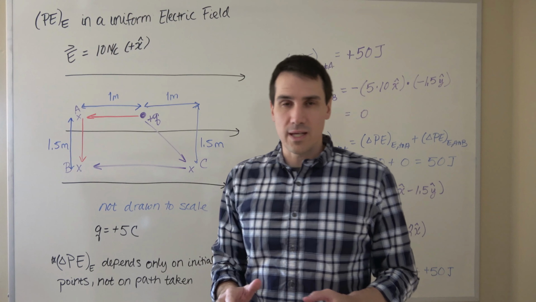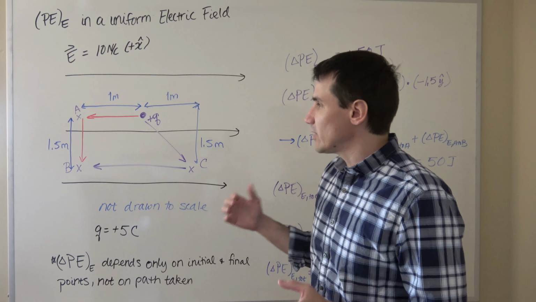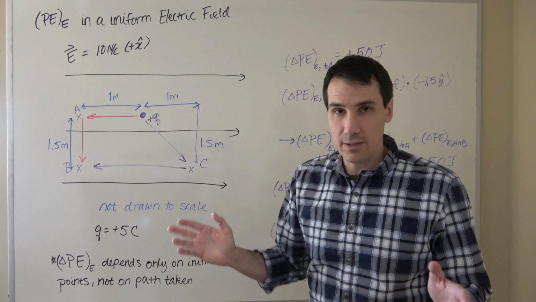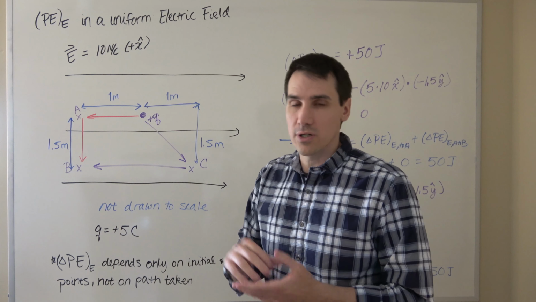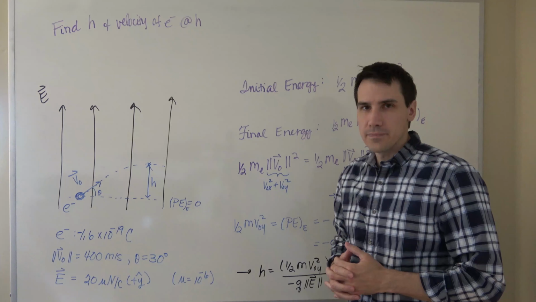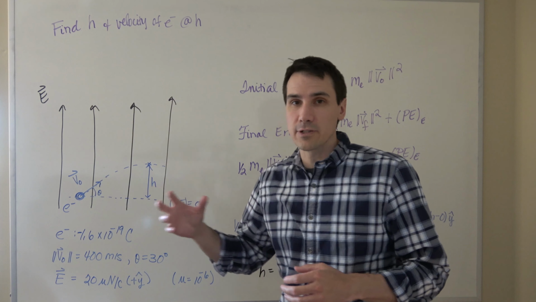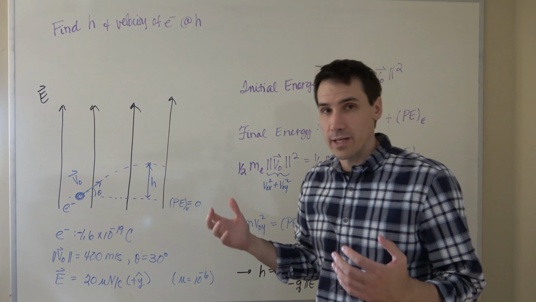All of these will give the same result, and I would even get the same result if I did some weird loop-de-loop path to get there. It only matters where I start and where I end. Now let's do a specific example of using this electric potential energy to solve a problem.